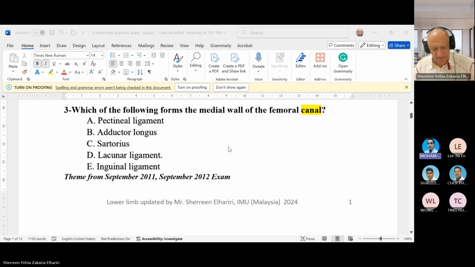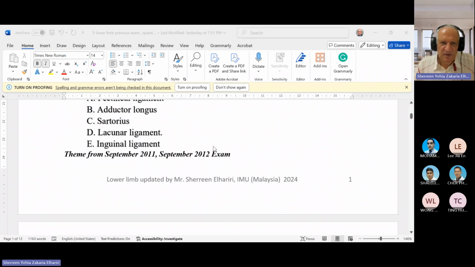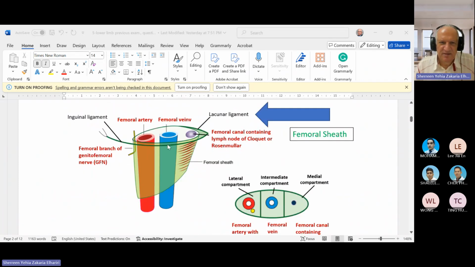Which of the following forms the medial wall of the femoral canal? Okay, so we have a picture again. This is a very, very common question because femoral hernia is common, especially in overweight, obese, older females. So he asked about the medial border. This is the femoral canal, and the medial border is the lacunar ligament, laterally the femoral vein, and more laterally the femoral artery.